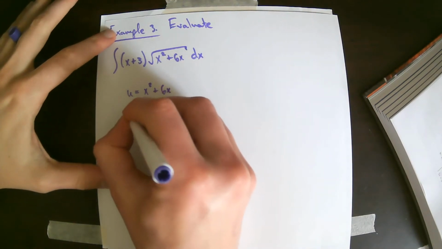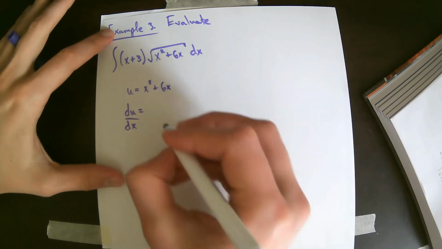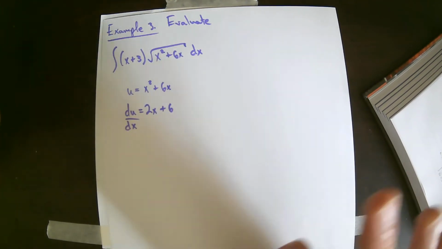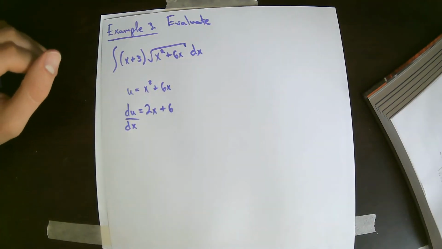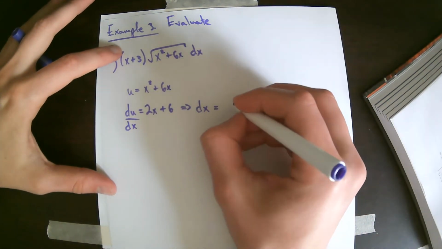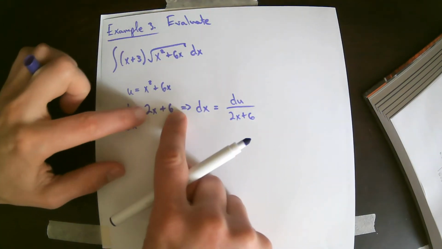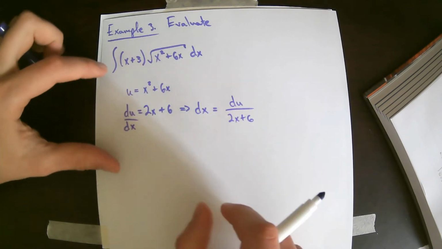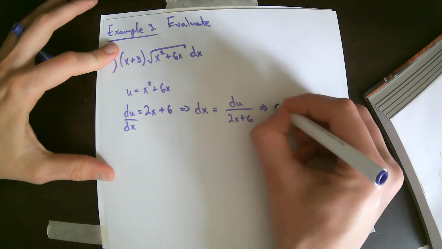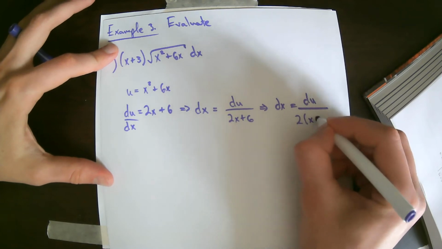So du, the derivative of u with respect to x, will be 2x plus 6, just taking a derivative there. Usually this step should be very quick, just a little derivative. Then solve for dx. You're going to get du over 2x plus 6. Just multiply dx times this whole thing, and then divide this whole thing over du over 2x plus 6. By the way, let's note that that is the same as du over 2 times x plus 3.